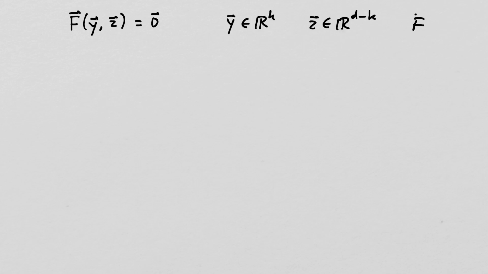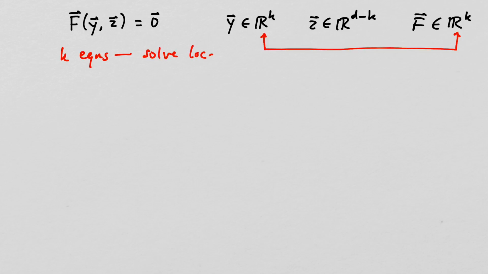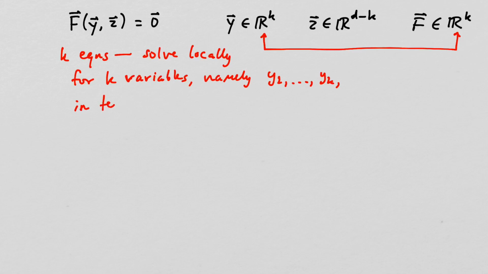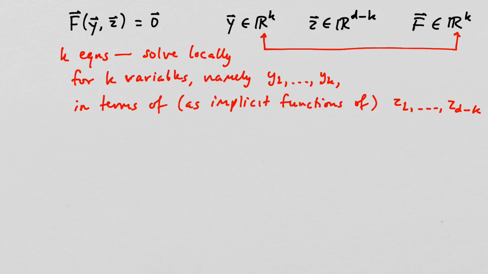And the idea is that if we have this, where we have two groups of variables, and let's say that y is k-dimensional and z is d minus k-dimensional, and of course f has outputs in k-space. So notice it's very important that these match, because we're going to have k equations to be solved for. We want to solve locally for exactly k variables, namely the y variables, as implicit functions of the z variables, of which there are d minus k.